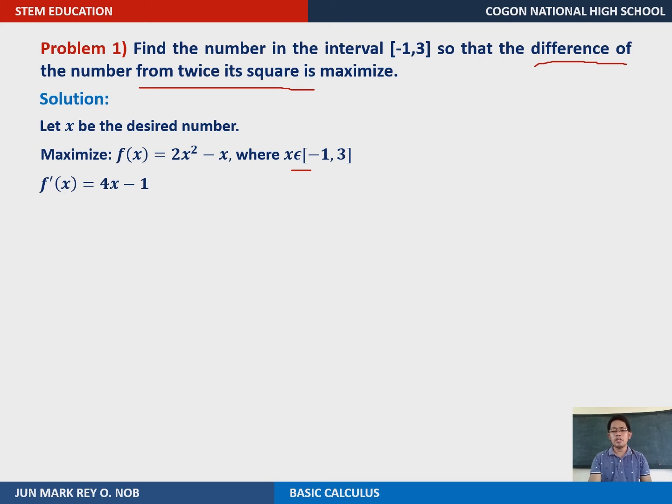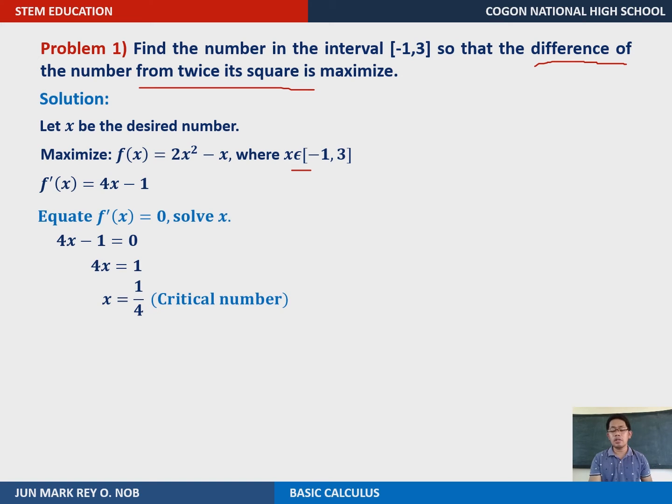Right, so to get the critical point or points, we actually follow the extreme value theorem. We get the first derivative of the function. Now we equate the first derivative to 0 and solve for x to get the critical number. And is x equal to 1/4 part of the given closed and bounded interval? Of course, that's very obvious.